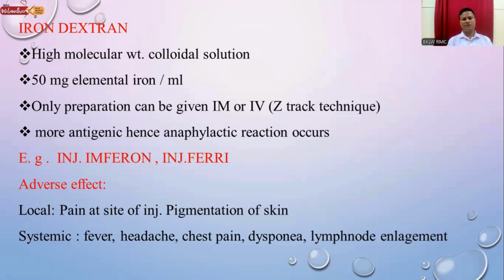While giving it intramuscularly, deep gluteal injections are given, and the Z-track technique is followed to prevent skin pigmentation. But we have to remember that iron dextran is more antigenic, hence anaphylactic reactions are relatively more common in comparison with other parenteral iron preparations. Other adverse effects of iron dextran: local side effects like pain at the site of intramuscular injection, pigmentation of skin, then systemic side effects like fever, headache, chest pain, dyspnea, and lymph node enlargement.